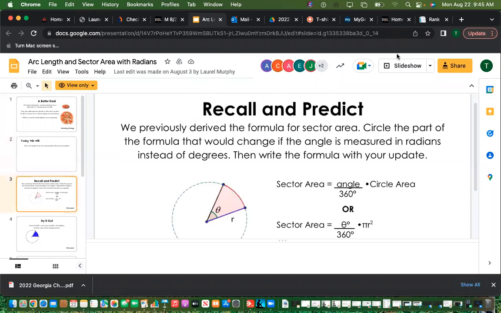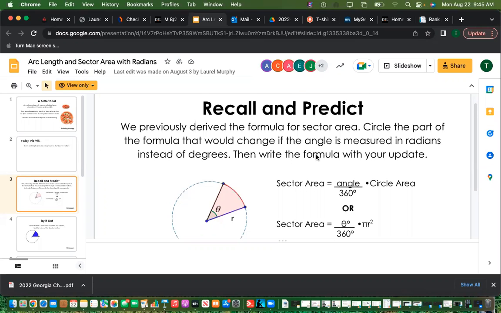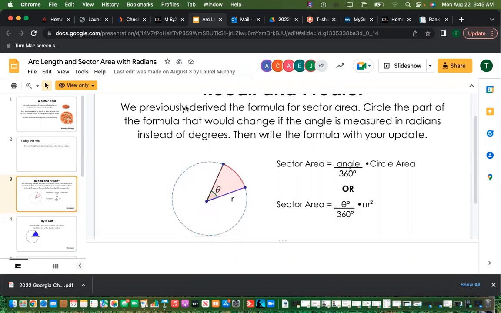So really quick, on your paper, you're going to write: previously derived the formula of the area for the sector area. Circle the parts of the formula that would change if the angle is measured in radians instead of degrees. What I would write on your paper is this: sector area equals the angle divided by 360 times the circle area. Go ahead and take a second, you're writing that down on your paper.